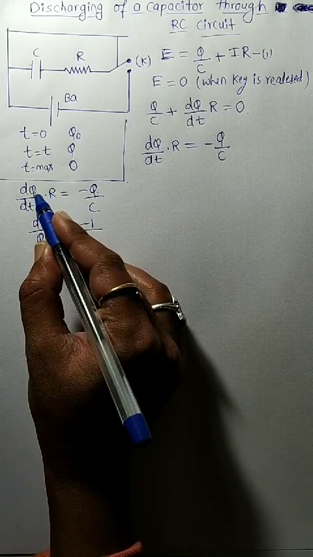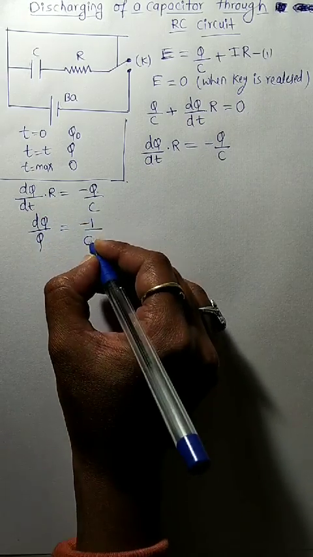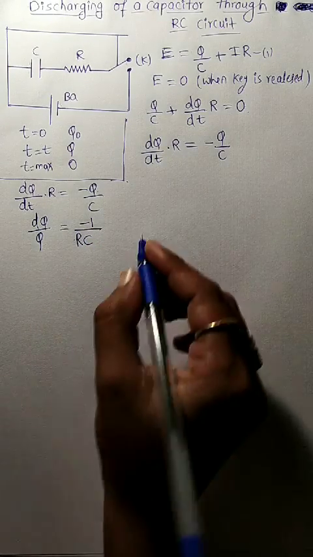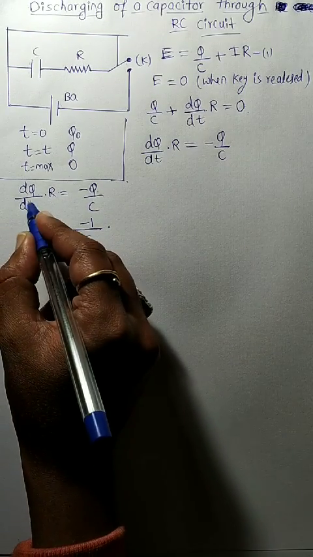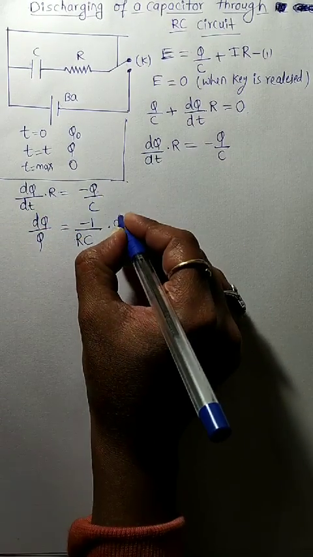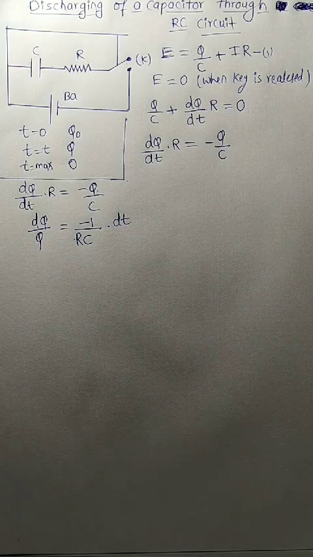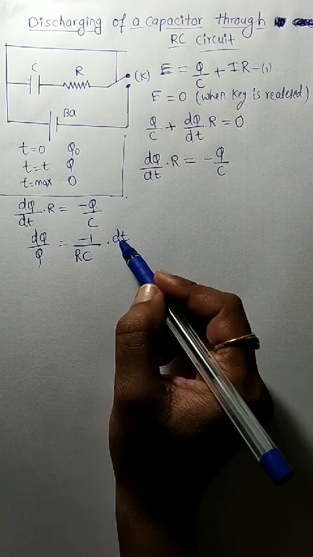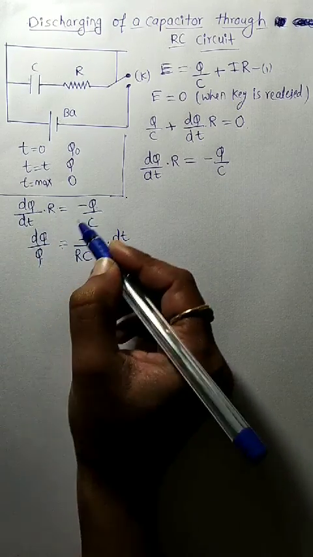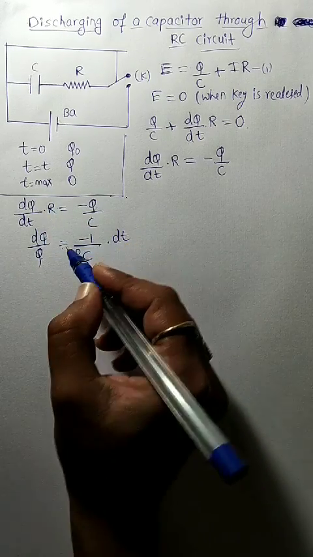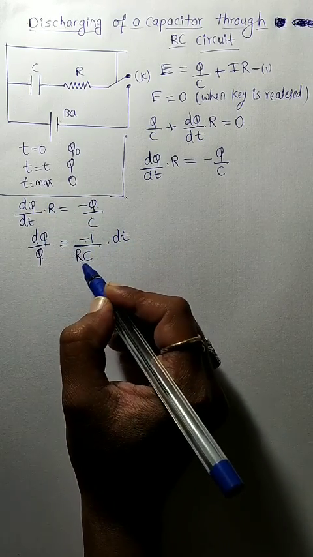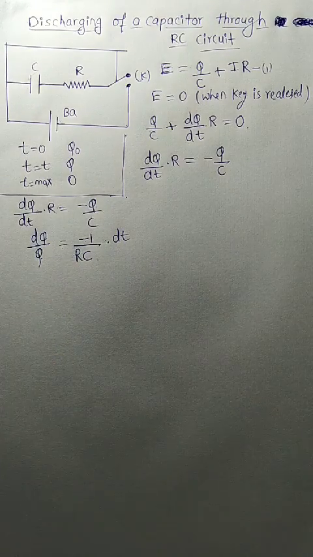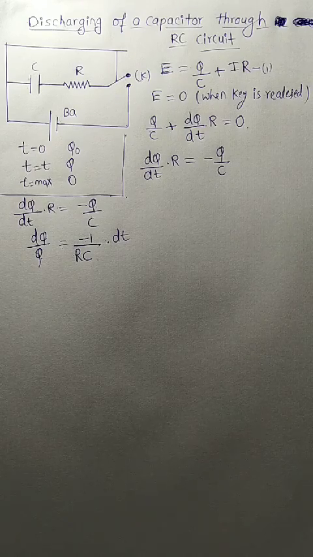As R is multiplying here, when it goes to the other side it will be divided. So we get dq by q is equal to minus 1 divided by R into C, and dt will be multiplied when it goes. Just a simple mathematical step: I put the q terms on one side and other terms on the other side. So dq by q is equal to minus 1 divided by R into C into dt. Now we should solve the equation because we are calculating the discharging of a capacitor.